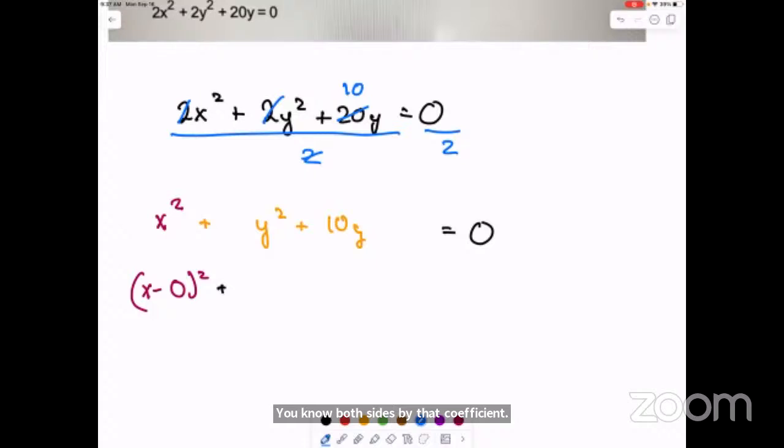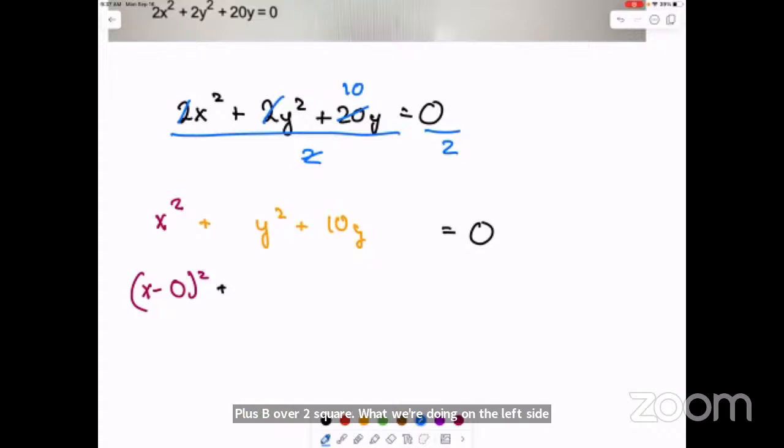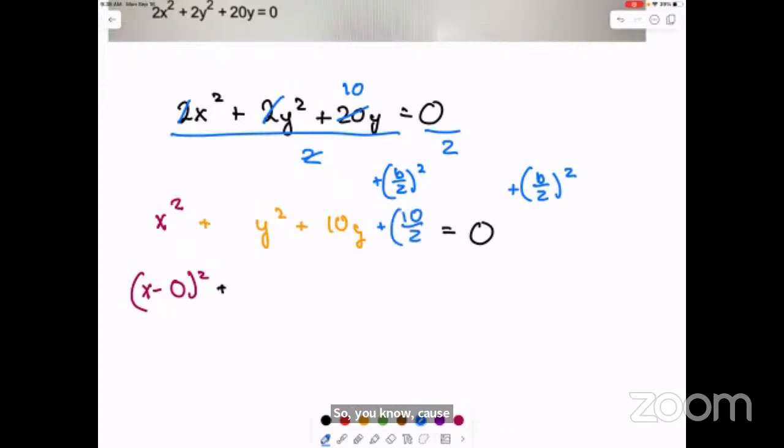So then the completing the square step comes in. We're going to add b over 2 squared. What we do on the left side of the equal sign, we also have to do on the right. So this is what I mean, completing the square can be a little bit involved. Our b in this case is the 10, so we're going to add 10 over 2 squared to both sides. If we were to subtract the 10 over 2 squared, it's like adding 0, so it's not going to change our answer. What we're doing is manipulating the form into something that we can use. So let's simplify this down.